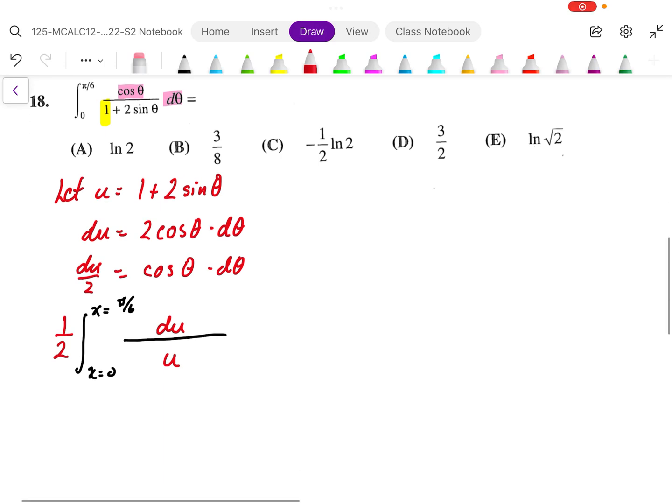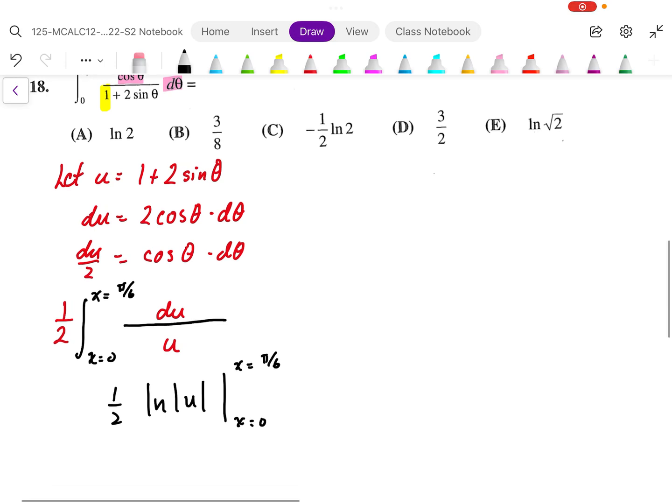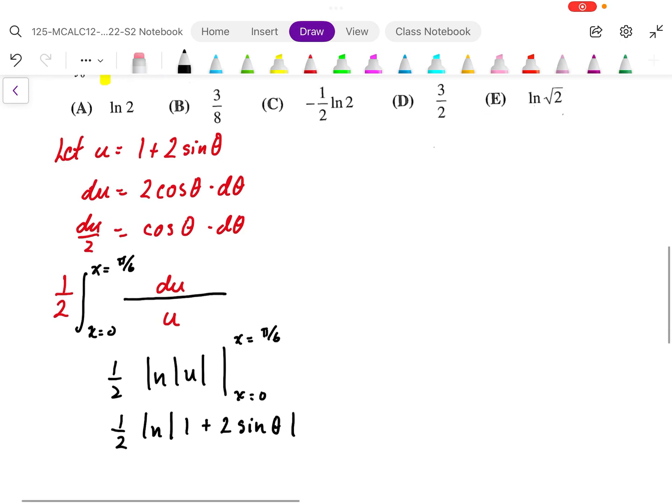So now I can integrate this. So when I integrate this, I end up with 1 over 2. This is going to be log of u. And the bounds are going to be from x equals 0 to x equals pi over 6. So again, I want to substitute and express this in terms of theta. So I end up with 1 plus 2 sine theta. That represents my u function. And now since I have it in terms of theta, and maybe I should state this with theta here.